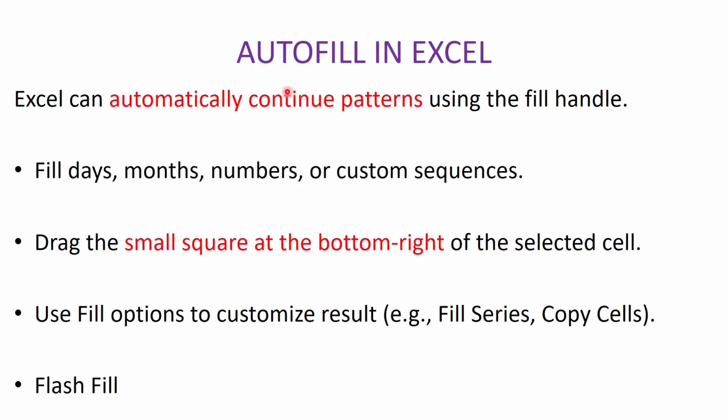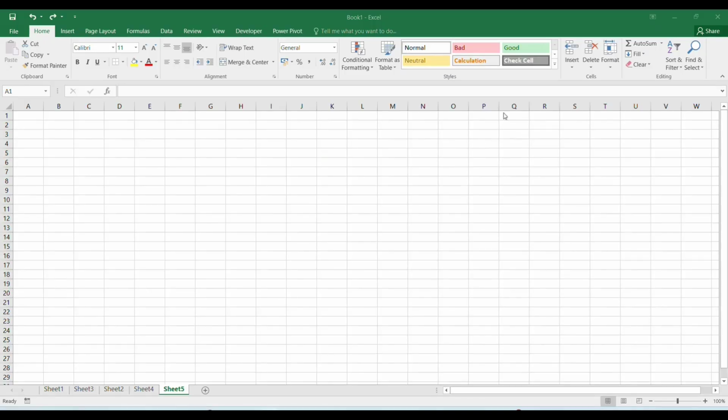Next, autofill in Excel. Autofill is one of the best time-saving tools in an Excel spreadsheet. It helps you quickly fill a series of values or repeat a pattern without typing everything manually.